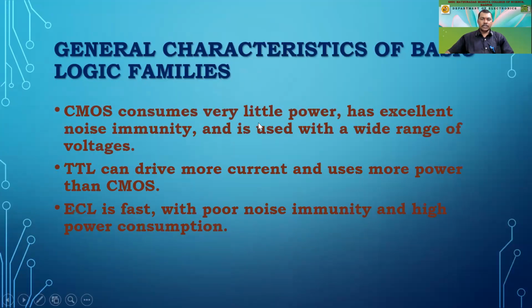CMOS logic families consume very little power, have excellent noise immunity, and are used with a wide range of voltages. TTL can drive more current and uses more power than CMOS. ECL is fast, with poor noise immunity and high power consumption.